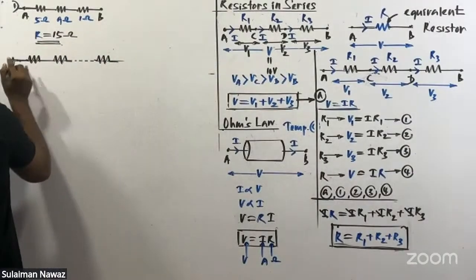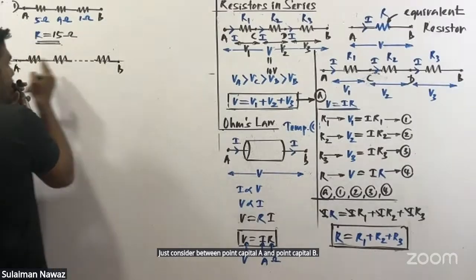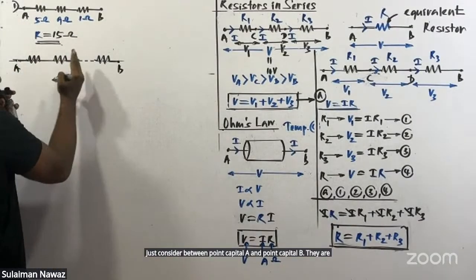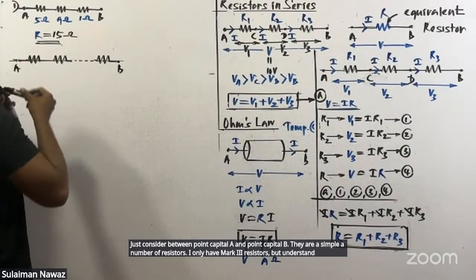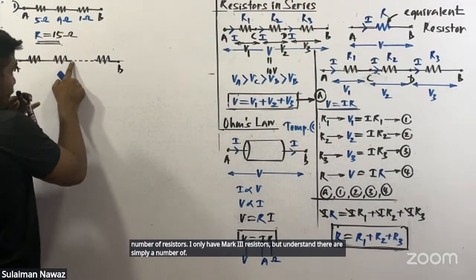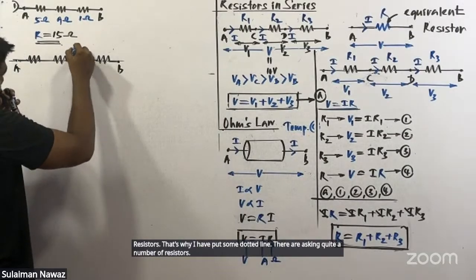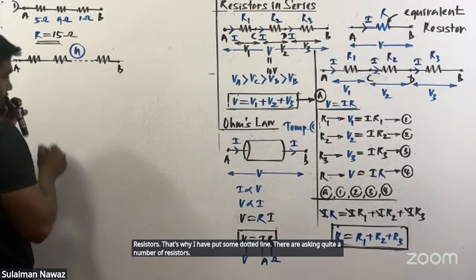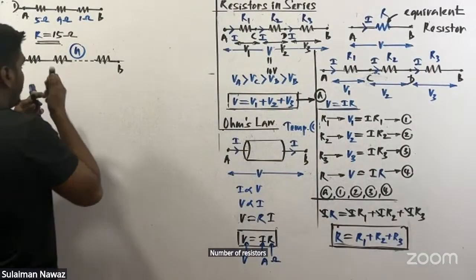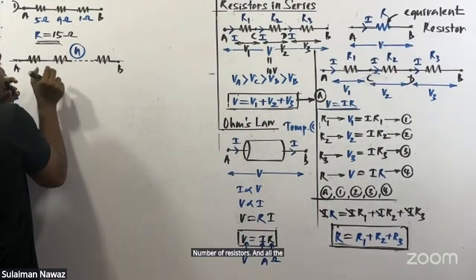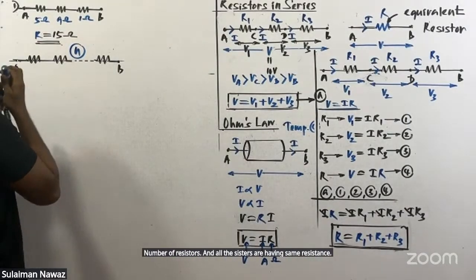Just consider between point capital A and point capital B, there are some number of resistors. I have marked 3 resistors, but understand there are some number of resistors. That's why I have put a dotted line. All resistors have the same resistance, capital R.